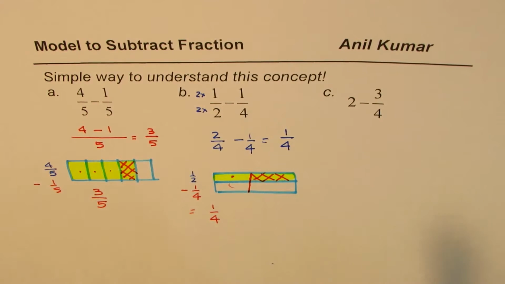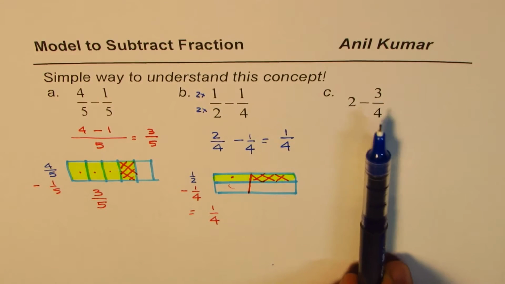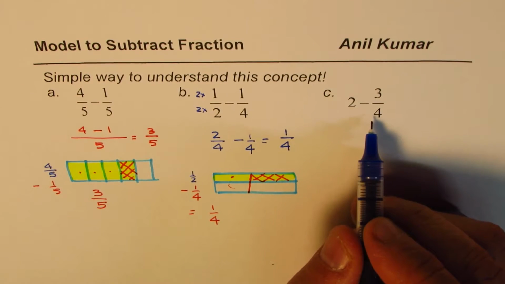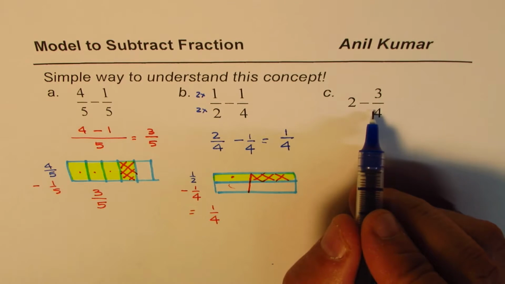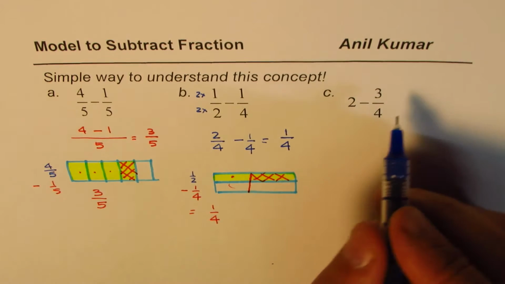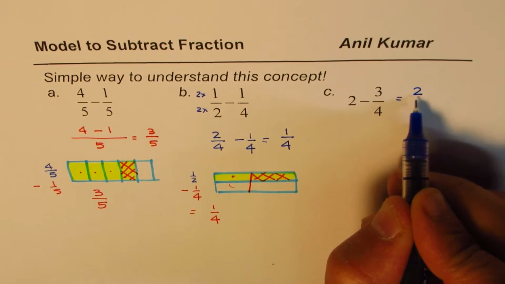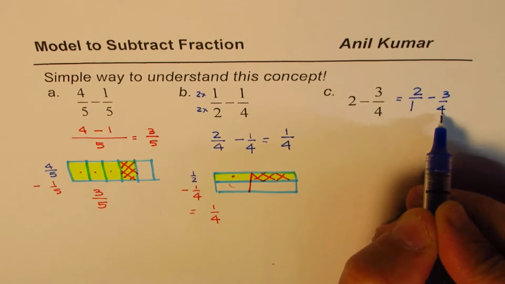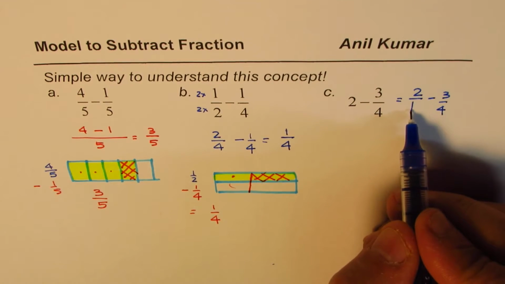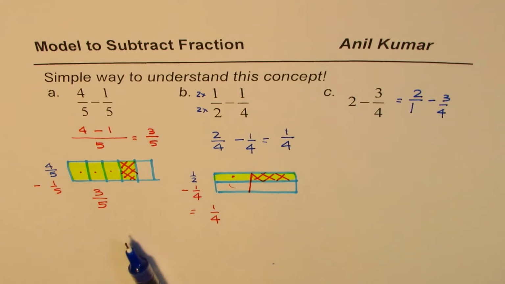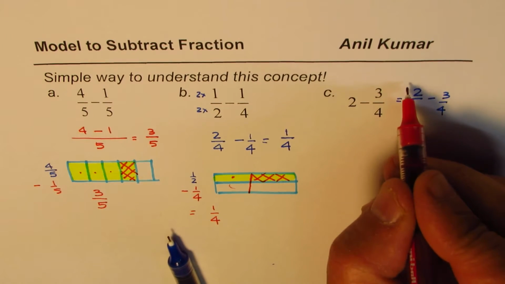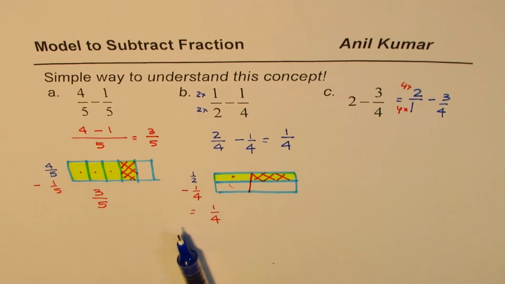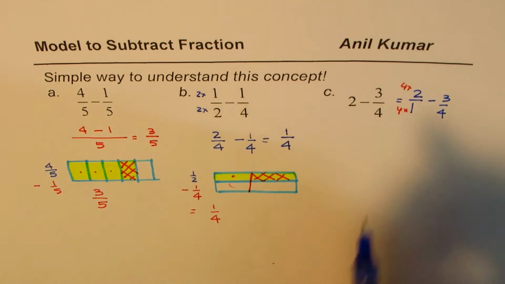Now let's look into the next one. Here we are taking away a fraction from a whole number. Now, how do I make a common denominator? Think as if the question is 2 over 1 minus 3 over 4. Now you get it. We have to make 1 as 4. So I have to multiply both these numbers by 4, right? I have to multiply 2 by 4 and 1 by 4.